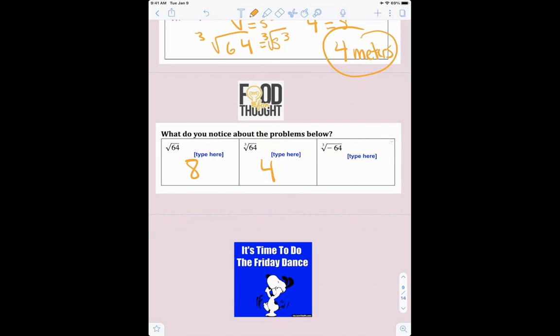Now, just like we can have a principal and a negative square root, we do have a negative cube root. And it's okay in this case for the negative sign to be inside the cube root. We know this is not okay. There's no real number that you can multiply by itself to make negative 64. However, you can multiply negative 4 times negative 4 times negative 4 together to make negative 64. So the cube root of negative 64 is equal to negative 4.